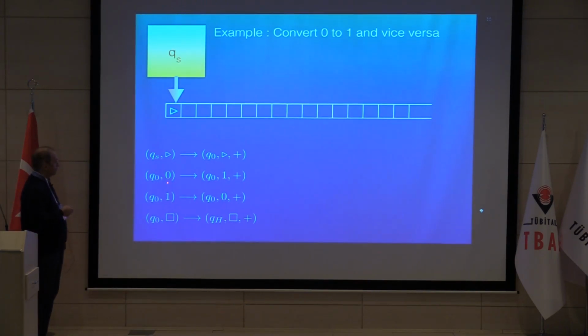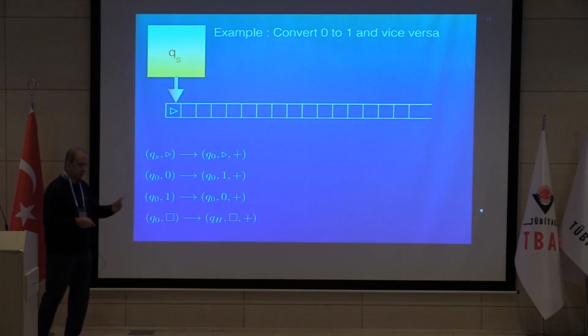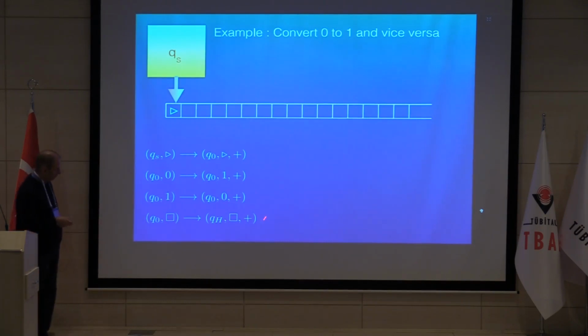If you read a 0, you change it to 1 and go forward. If you read a 1, you change it to 0 and go forward. If you read a blank, you go to the state QH, which means Q halt. The machine stops and does nothing. It's not important to go forward or backward. The most important thing is this Q halt. You stop and the work is done.